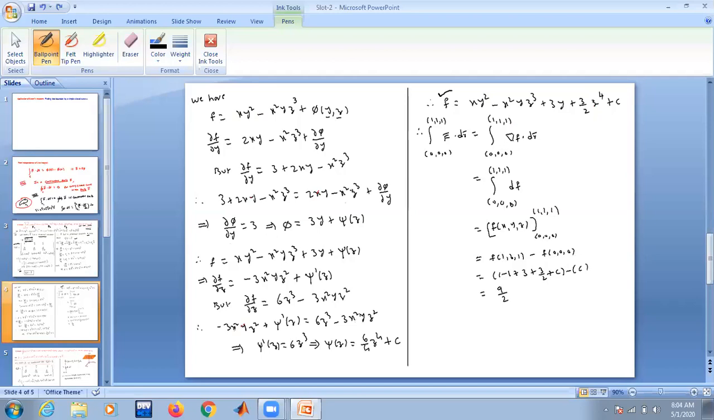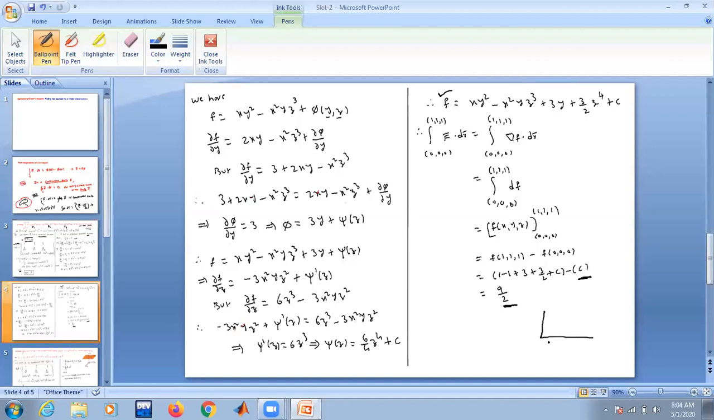Substitute x equal to 1, y equal to 1, z equal to 1 in the function. Substitute x equal to 0, y equal to 0, and z equal to 0 in the function. When you substitute all zeros, you will get c. When you substitute (1,1,1), you will get this expression. So arbitrary constants always get cancelled. So the final answer is going to be 9 by 2. So this is the answer.